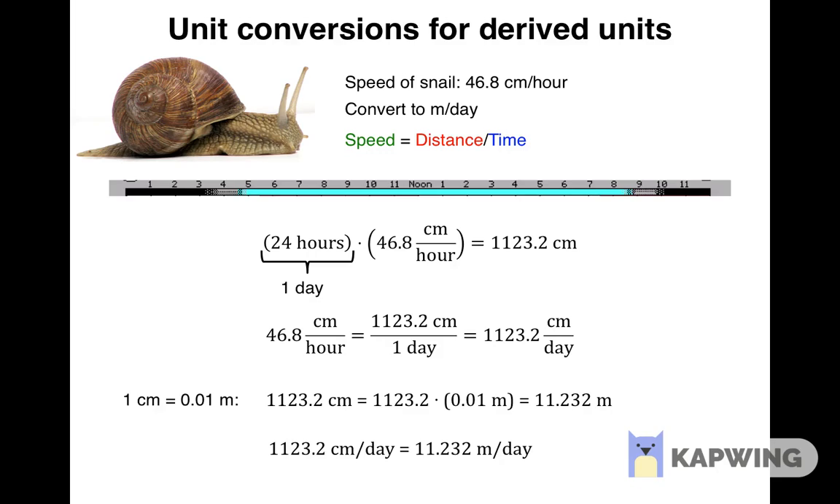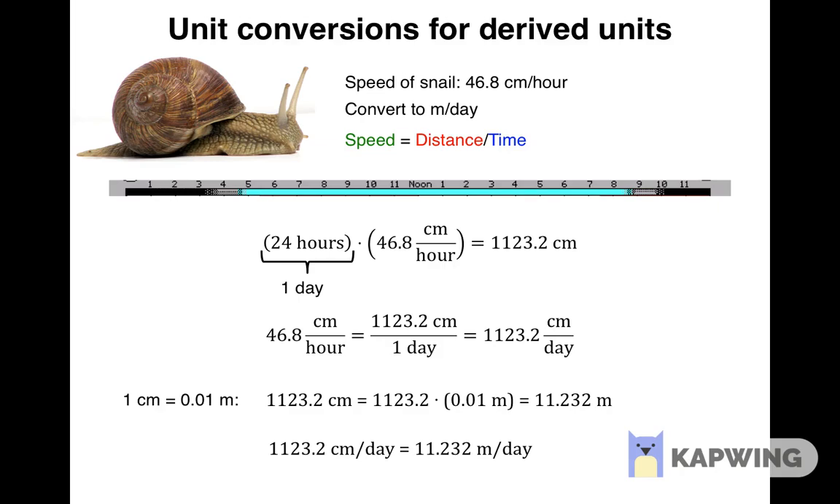So our snail travels 11.232 meters in a day, meaning that its speed is, by definition of speed, 11.232 meters per day. You can see that we did the conversion from centimeters per hour to meters per day in 2 steps. First, we converted to centimeters per day. The numerator of the unit hasn't changed, but the denominator has. Then we converted centimeters per day to meters per day. The denominator of the unit hasn't changed, but the numerator has.